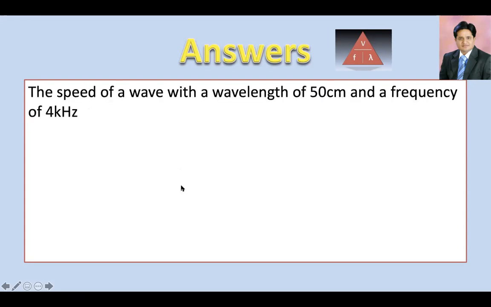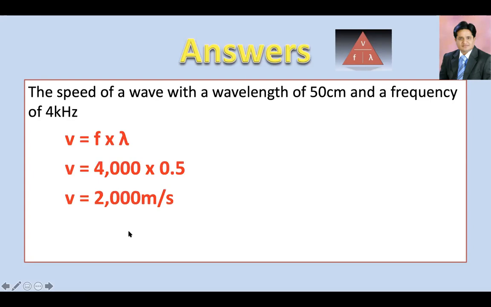The last one, the speed of the wave. You are supposed to calculate the speed of the wave when you are given the wavelength as 50 centimeters and the wave frequency is 4 kilohertz. So 50 centimeters needs to be converted into meters first. So 50 divided by 100, that would be 0.5 meters. And frequency is 4 kilohertz, which would be 4,000 hertz. You are asked to calculate the speed. So speed, or velocity, is frequency times wavelength. So 0.5 times 4,000 gives you 2,000 meters per second. So this is how you solve questions on V equals F lambda.